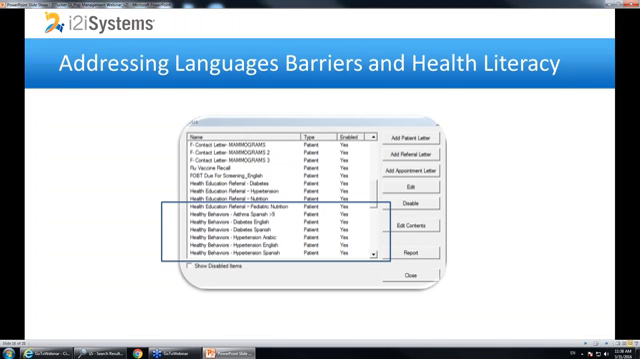So we're able to create information for our patients in different languages to educate them and to help them understand, to hopefully overcome that particular barrier and get better outcomes. So there is health education on healthy behaviors. There is health education on hypertension, diabetes.